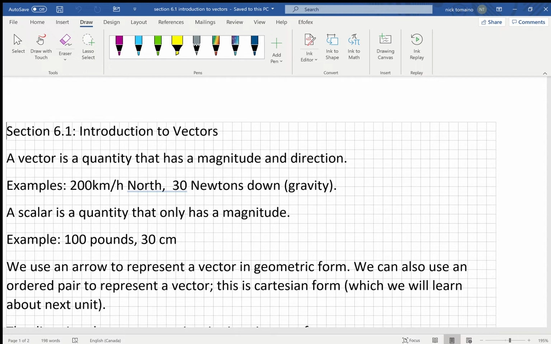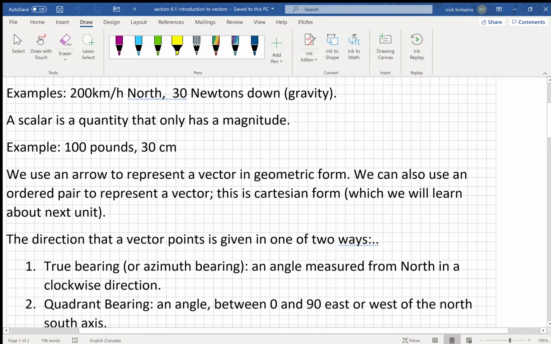And then a scalar is a quantity that only has a magnitude. Okay, so we have a scalar and a vector. Examples of a scalar are 100 pounds, 30 centimeters, etc. So we use an arrow to represent a vector in geometric form. Those are called geometric vectors. And we can also use an ordered pair to represent a vector. This is called a Cartesian vector, which we'll learn about next unit.